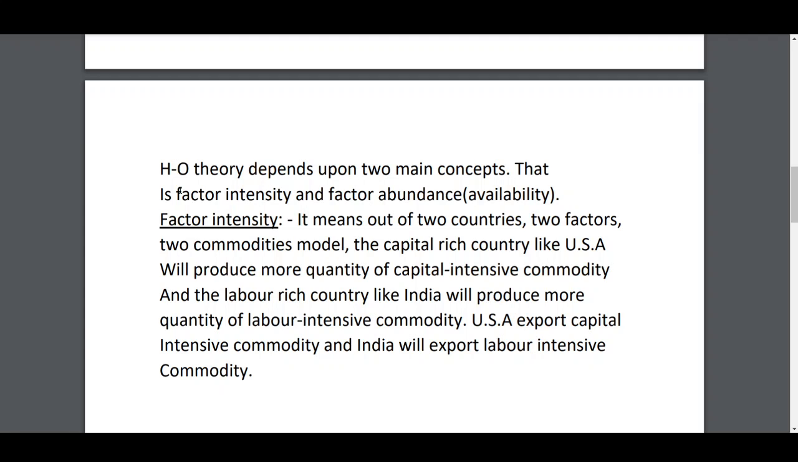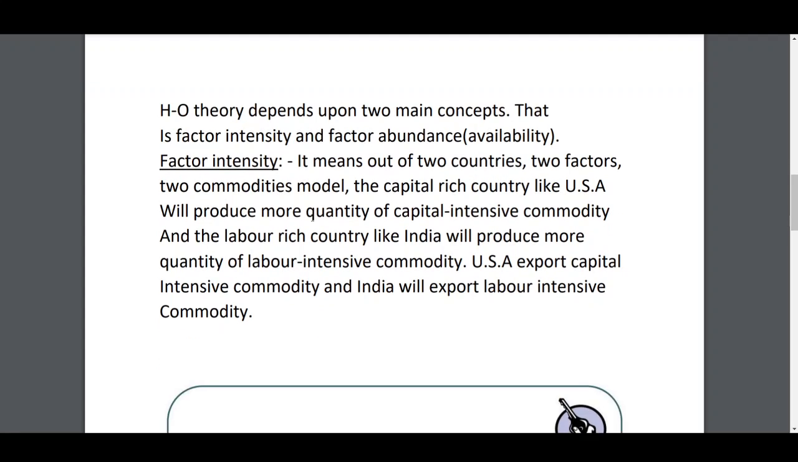Now, this Heckscher-Ohlin theory depends upon two main concepts, that is factor intensity and factor abundance. Abundance means availability, or we can say supply, of a factor. These are the two important concepts of HO theory. HO theory means Heckscher-Ohlin theory. Now, the first one is factor intensity. Now, we are going to study what is factor intensity.